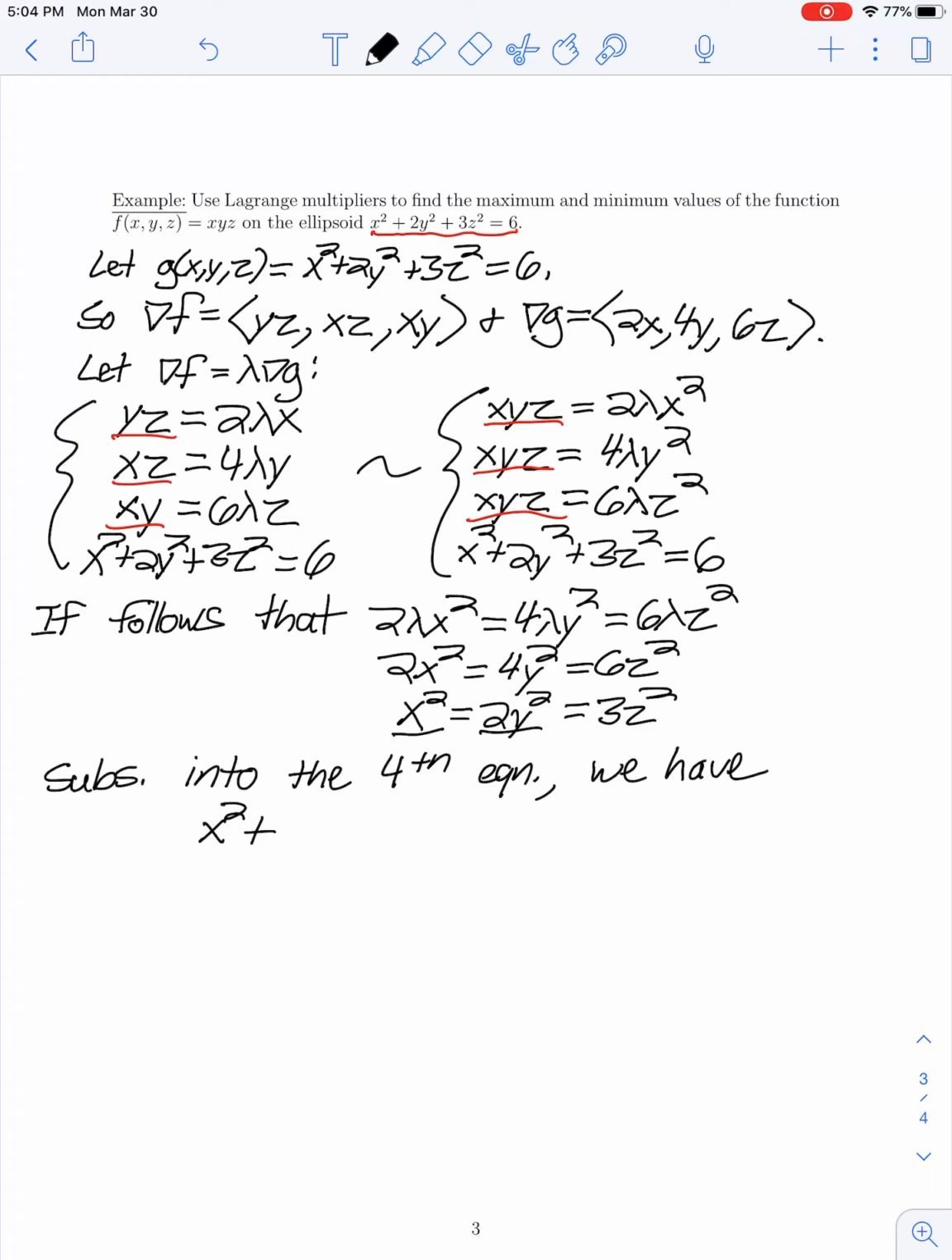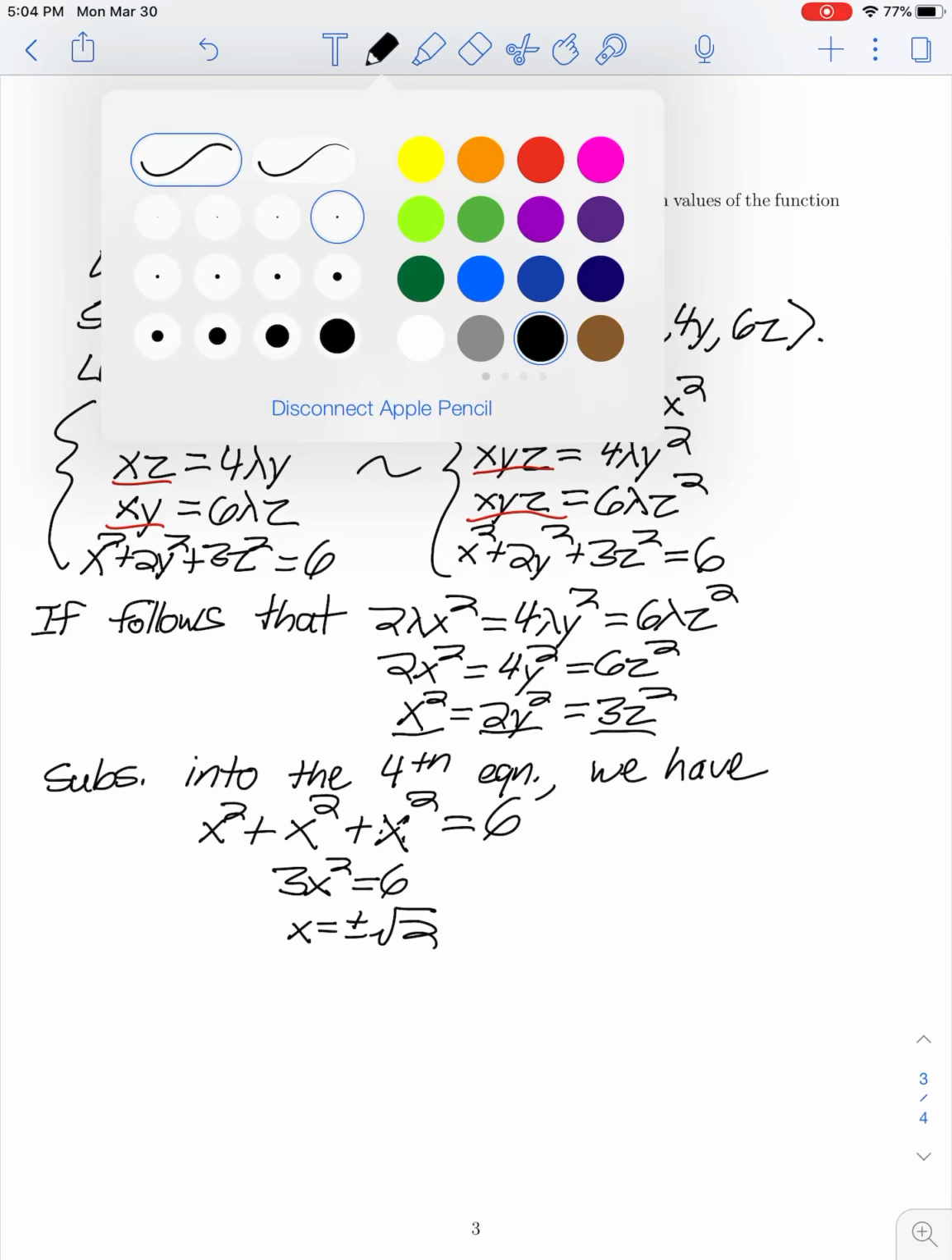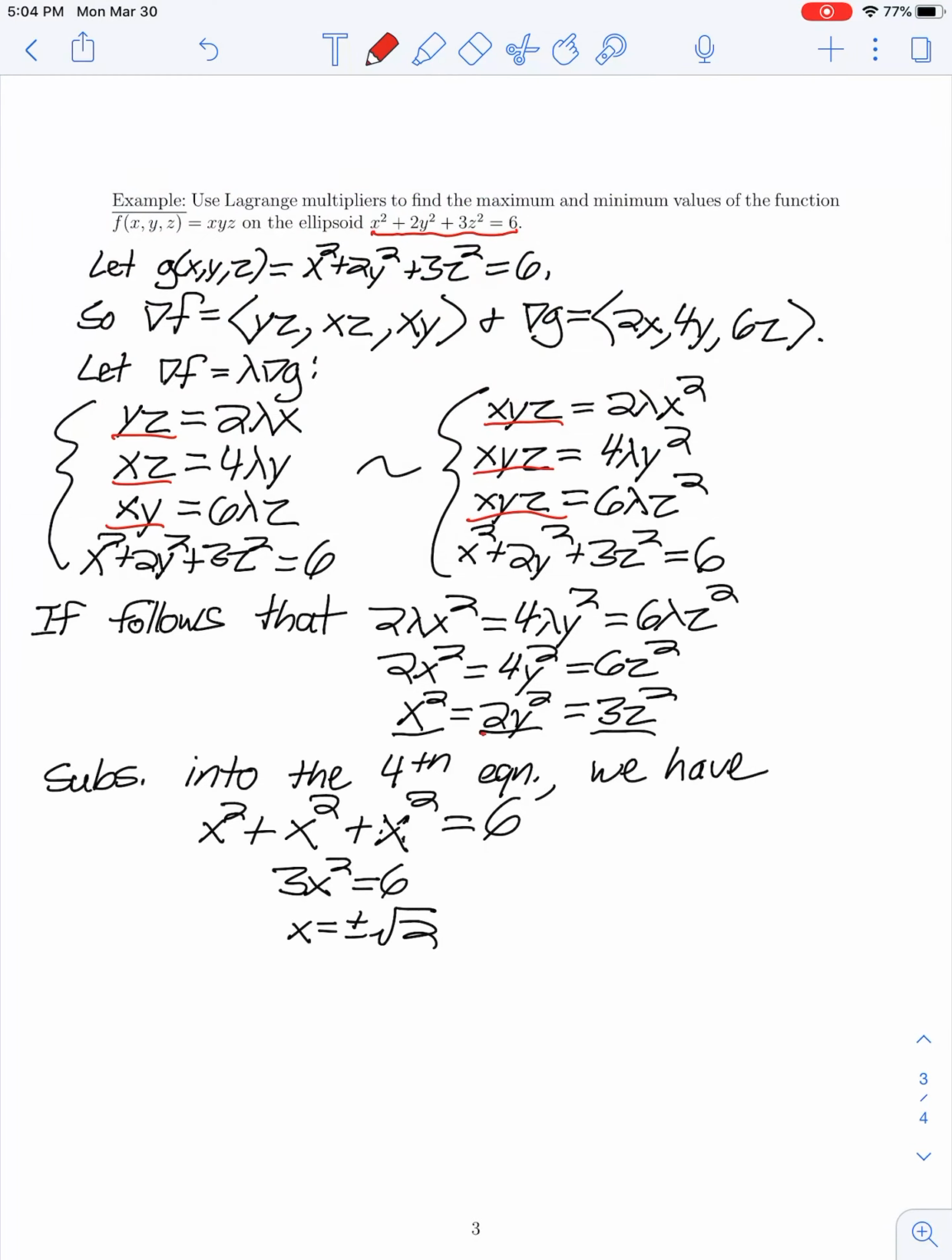we have x squared plus 2 times y squared, but now we know 2 times y squared had to equal x squared, so we have another x squared, plus 3 times z squared, which was also equal to x squared, is equal to 6. So we have altogether 3x squared equals 6. So x squared is 2, and x is then plus or minus the square root of 2.